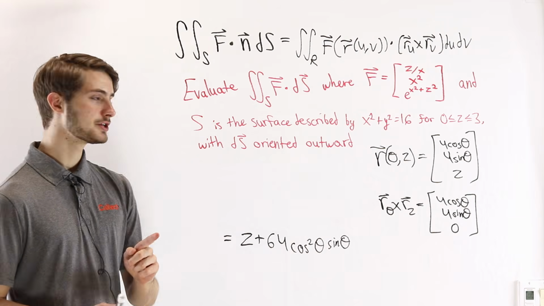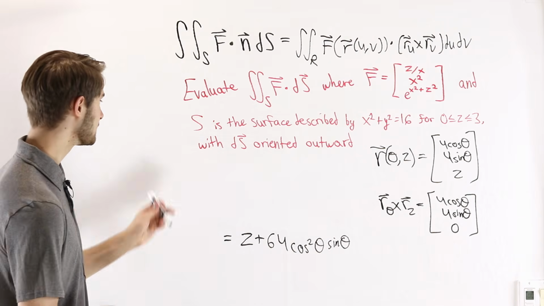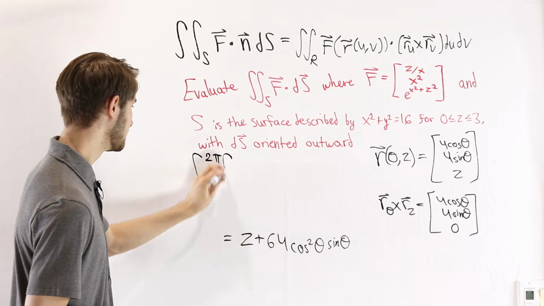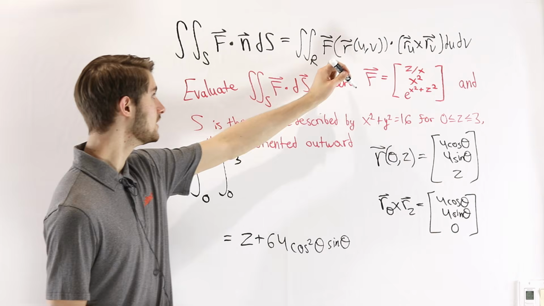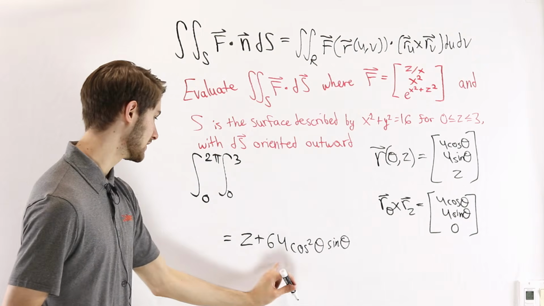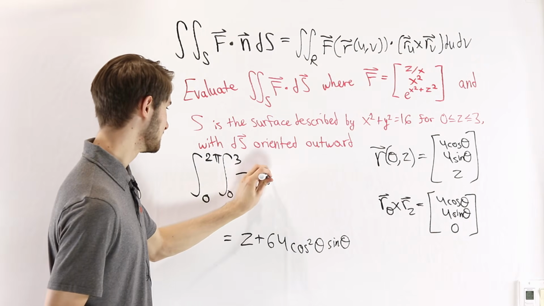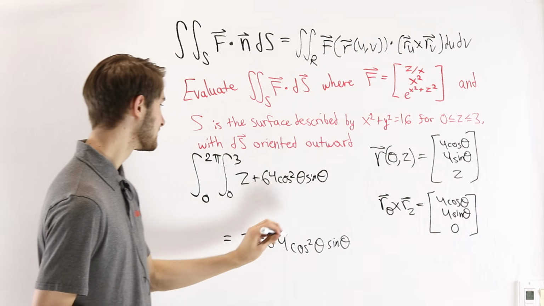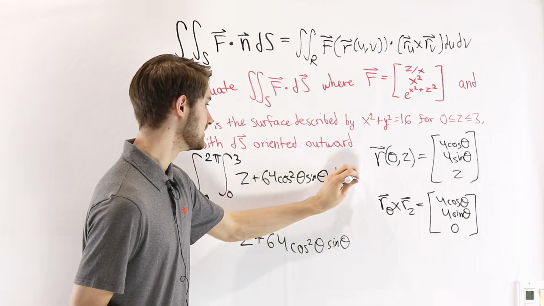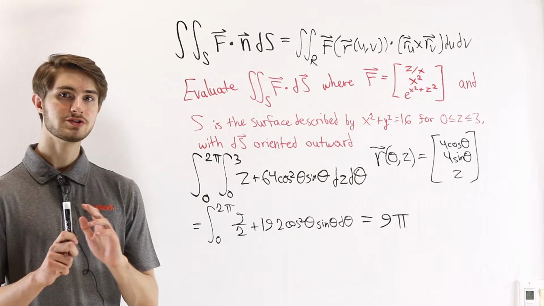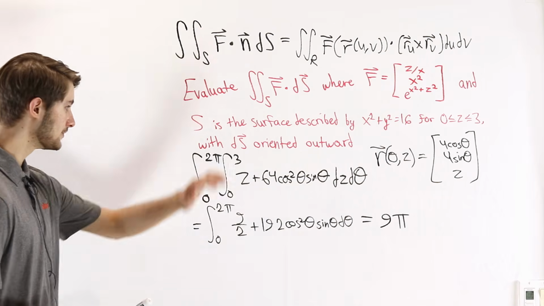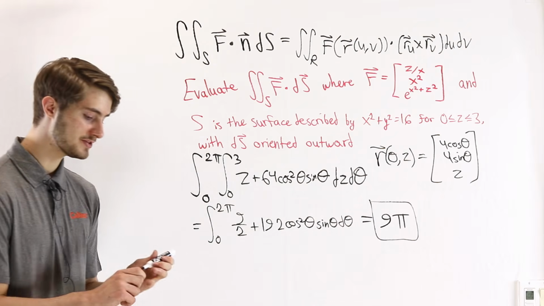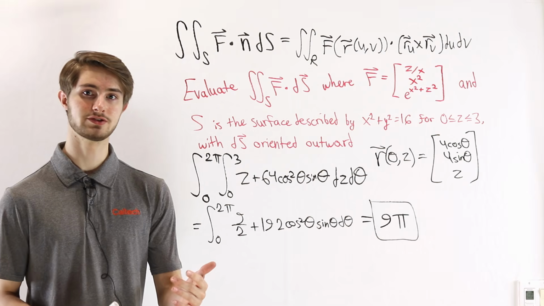That means that our final integral is going to be the double integral over the same ranges as in the scalar field case, so the integral from 0 to 2 pi of the integral from 0 to 3 of the dot product that we just calculated, so that's z plus 64 cosine squared theta sine theta times dz d theta. From there, it's just an ordinary double integral, so I'll skip through the computations and we'll get to the final answer, which is 9 pi. So that is the value for our vector field surface integral.